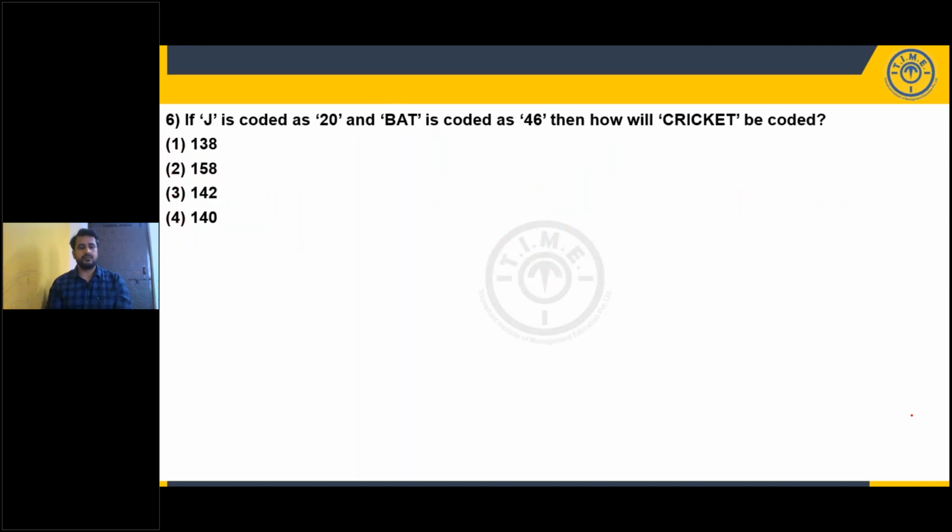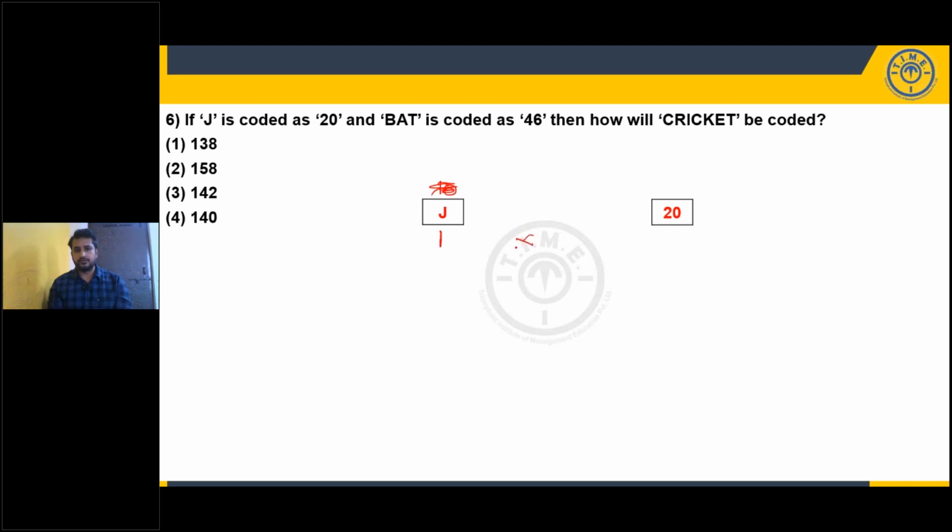Now, if J is coded as 20, what would be the number coding? Just earlier I explained that first, we have to check based on the number of letters. If it is not possible, go with the sum of the place values of the letters. Now, what is the place value of J? 10. Okay, let me check with the number of letters. 1.